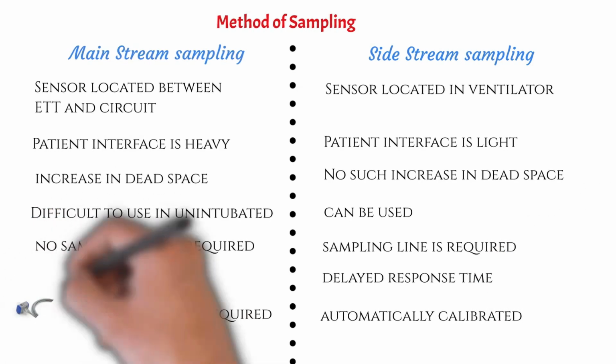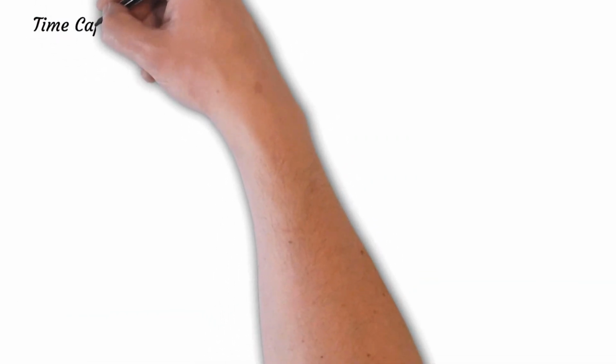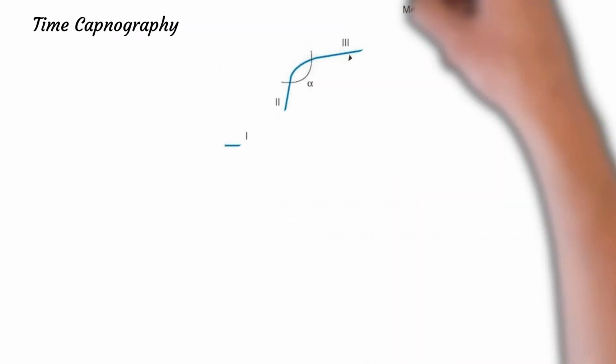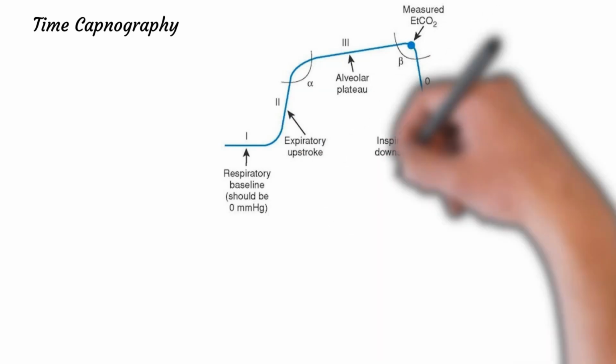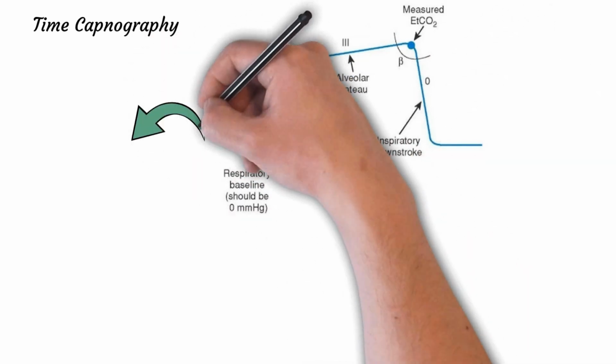So these are the main differences between mainstream sampling, and this is how the mainstream sampling looks like, and the side stream sampling, and this is how the side stream sampling looks like. Now we will be discussing time capnography, in which the EtCO2 is plotted against the time axis. This is how the graphical representation of time capnography is done.